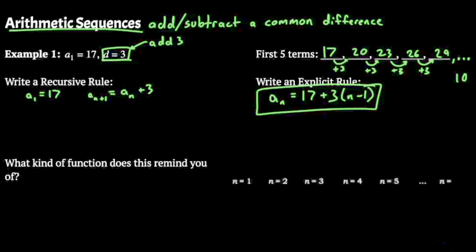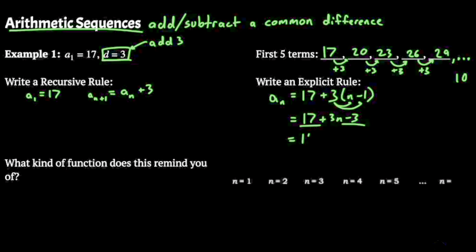Now, we could just leave this how it is and call that our final answer, but we can actually make it a little bit nicer just by distributing this 3 in. So we get 17 plus 3n minus 3, and then I have a 17 and a minus 3 that can go together, so that would be 14 plus 3n. And I'm just going to rearrange it so it's the 3n first plus 14.